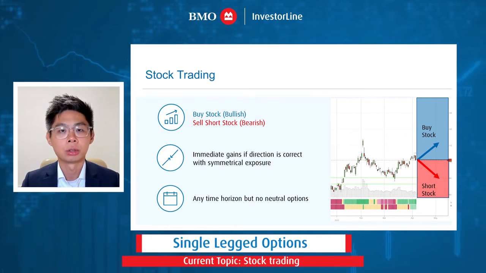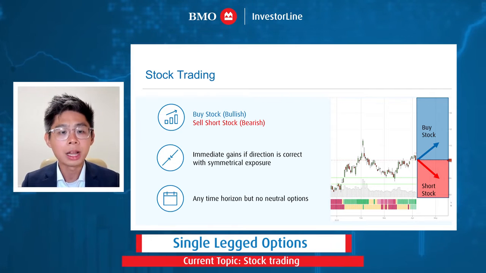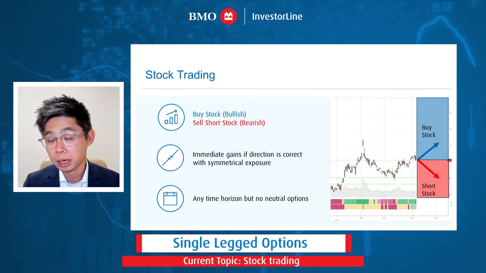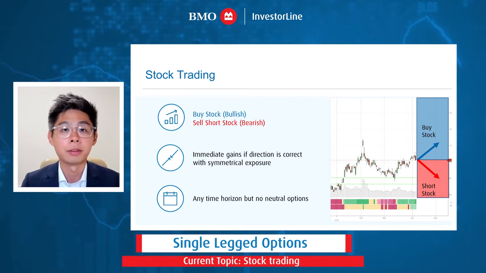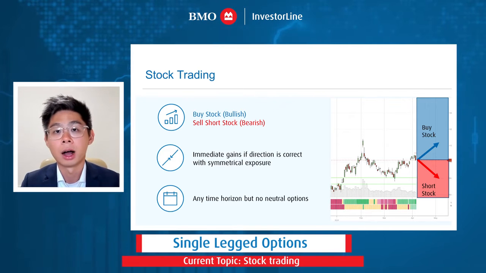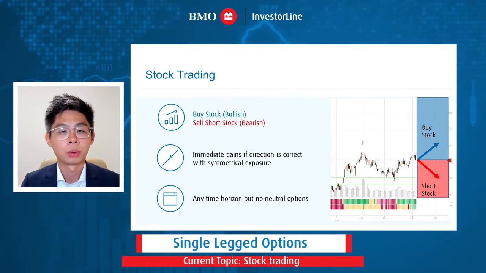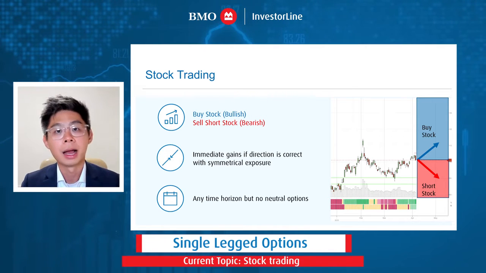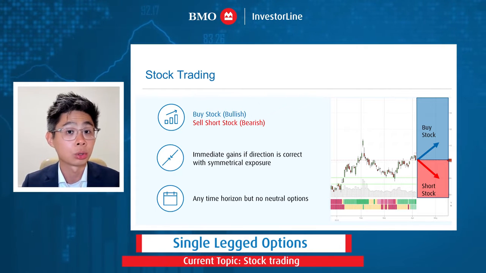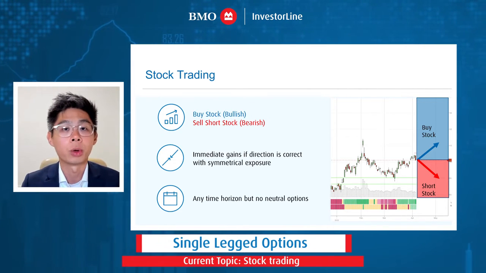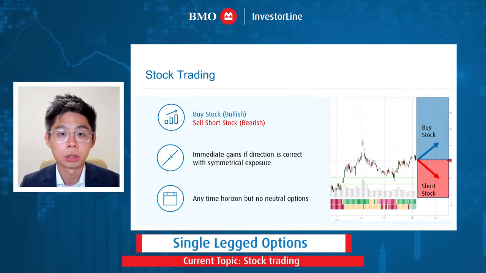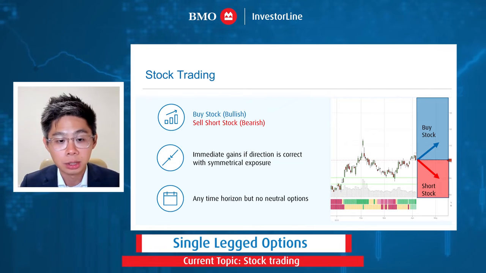Now, if you look at these 2 types of strategies, you will have immediate gains if you get the directional view correct, meaning if you buy a stock and the stock moves up even by a single penny, you'll be profitable on that trade, and vice versa on the short side. Now, this is what we call symmetrical exposure, and it's incredibly easy to calculate how much your potential gains or losses are going to be depending on where the stock will be in the future, because you have dollar for dollar exposure based on the position that you have.